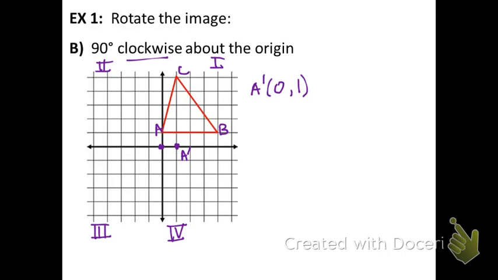Okay, we're going to look at B. The same idea. We would draw a line from B to the origin, and then we would use our compass to measure out 90 degrees. Here's my imaginary compass. And that would give us our right angle. And then we would measure the distance from the origin to B and apply it on this line, which would put us right there.